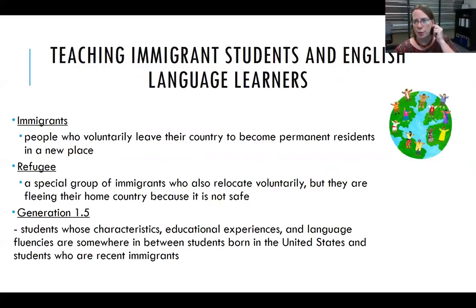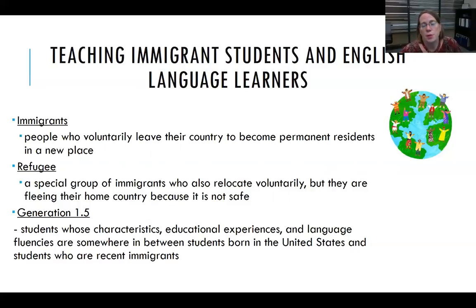So again, as I pointed out, American society has changed a lot within the past 20, 30 years in terms of the number of bilingual students. So there are a lot of students from other countries in our schools for a number of different reasons.